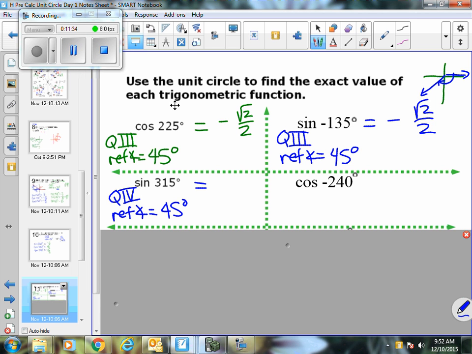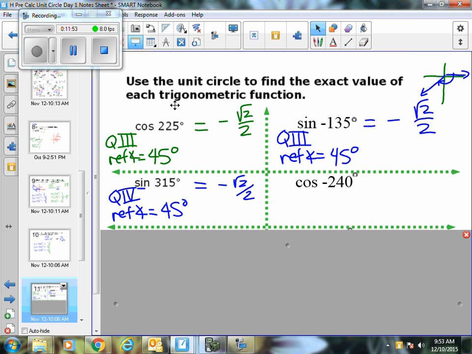All right, so sine of 45 degrees, square root of 2 over 2, using my quadrant 1 triangle. And because it's in quadrant 4, sine is the y value, and y values are negative in quadrant 4. So it'd be negative square root of 2 over 2.